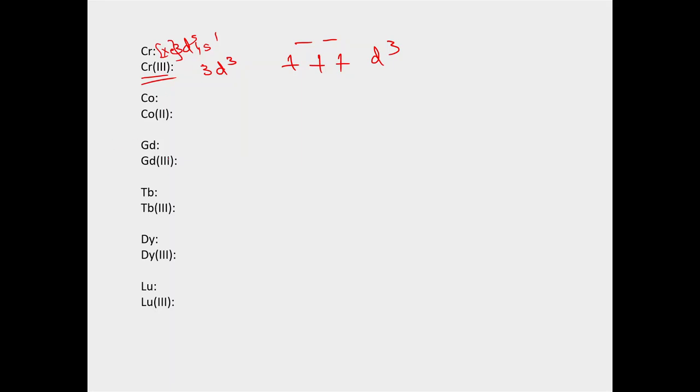Then moving on to cobalt. Cobalt in plus 2. Cobalt has 3d7 4s2, right?